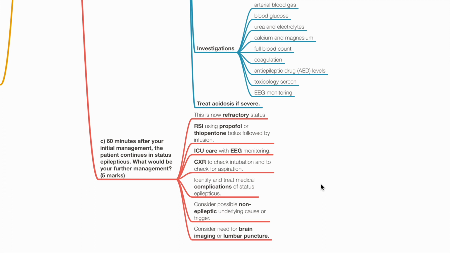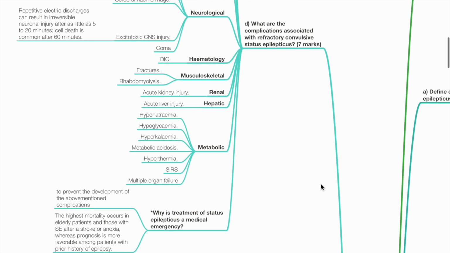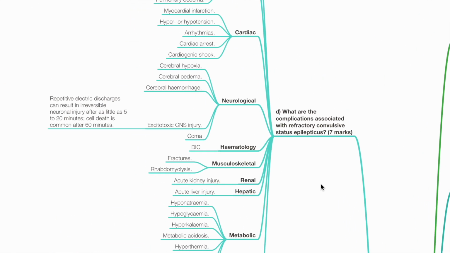Consider possible non-epileptic underlying cause or trigger. Consider the need for brain imaging or lumbar puncture. D. What are the complications associated with refractory convulsive status epilepticus?